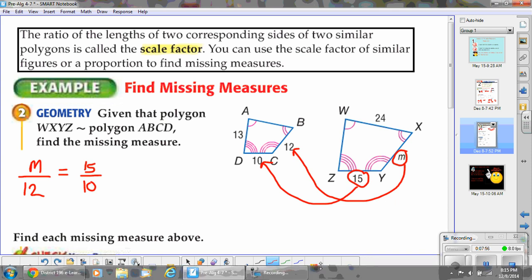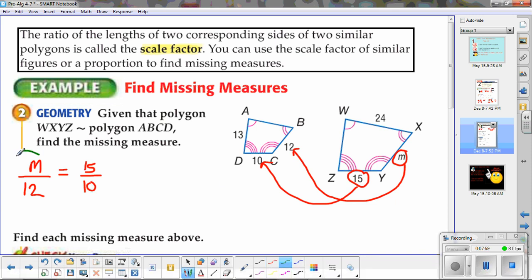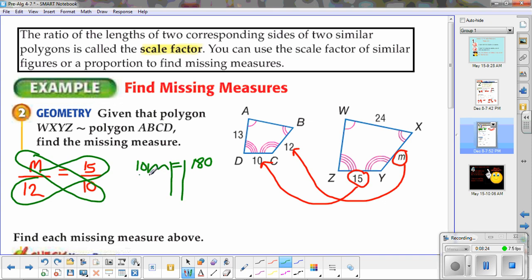Now you have a proportion just like you had in the last lesson. The cross products in a proportion are equal. M times 10 is 10M. And then 12 times 15 is 180. Now to solve this equation, instead of multiplying by 10, you would divide by 10. And when you take 180 and divide by 10, you just move the decimal one place to the left, which means that side length, the missing measurement, is 18.